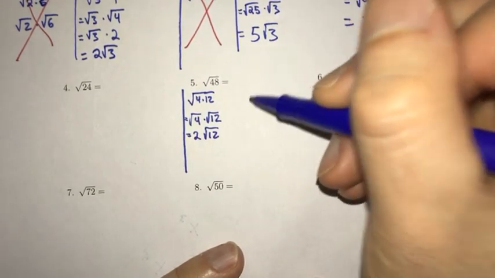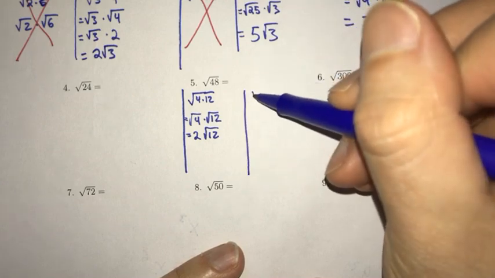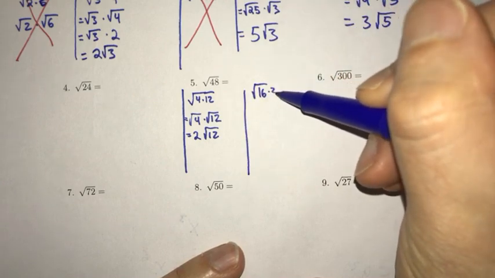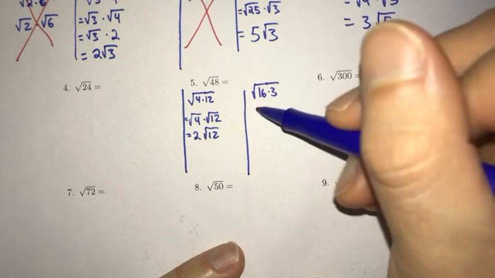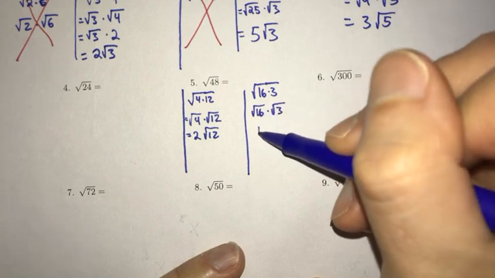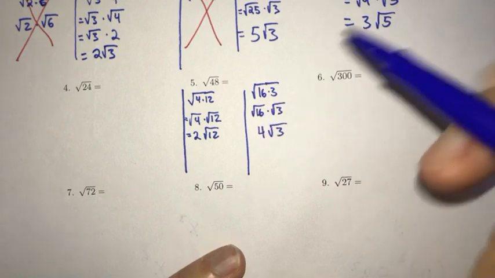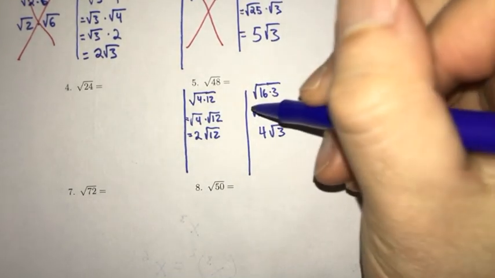Let me do it another way. How about if I use 16 times 3? 16 is a good number. We know the square root of it. So I say the square root of 16 times the square root of 3. Square root of 16 is actually 4. So it seems like I got two different answers, but they're actually the same answer.